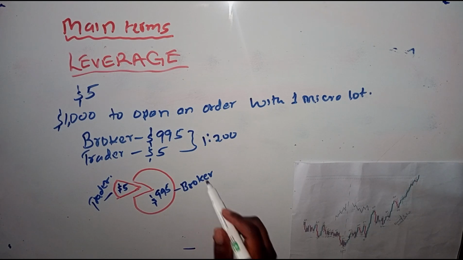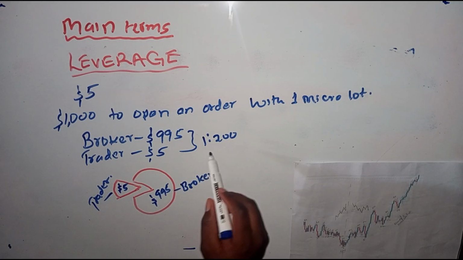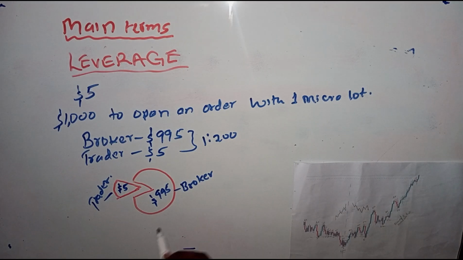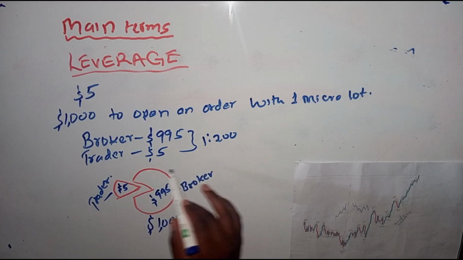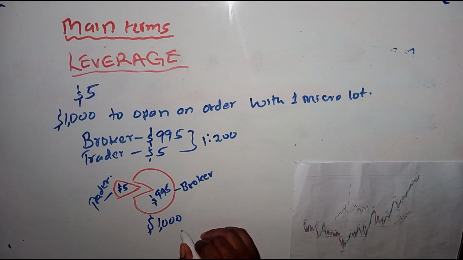So you leverage your $5 to 1:200 so that you can trade. You can open an order for $1,000 with one micro lot. That's a 1 to 200 leverage. Your $5 is multiplied 200 times, so you gain profit by leveraging.